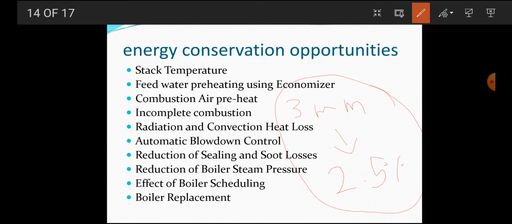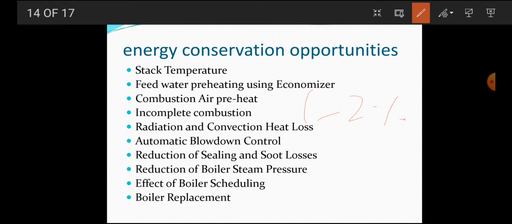Then next is reduction of boiler steam pressure. This is an effective means of reducing fuel consumption, if permissible, by as much as 1 to 2%. Lower steam pressure gives lower saturated steam temperature, and without stack heat recovery, a similar reduction in the temperature of the flue gases results. So this is one kind of efficiency measure, and we can get efficiency.